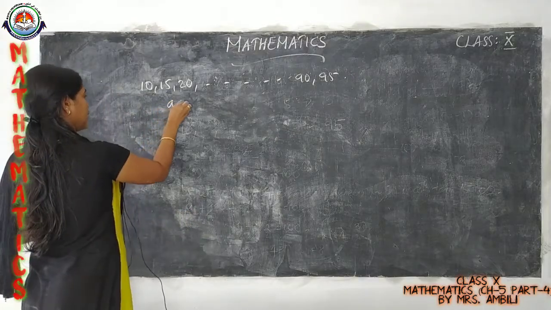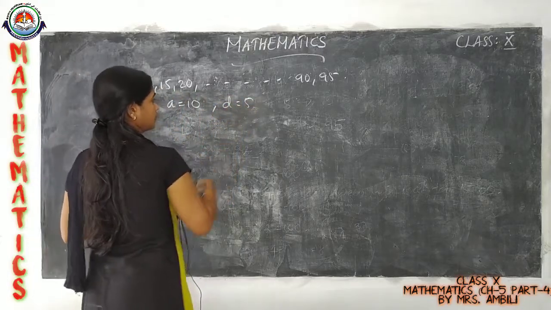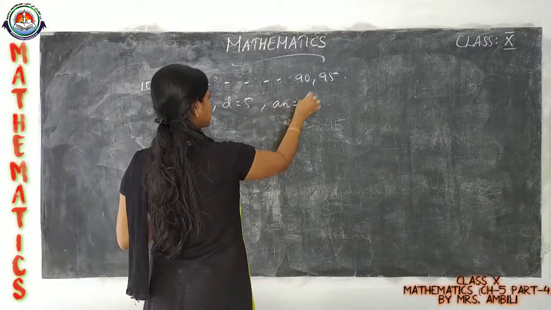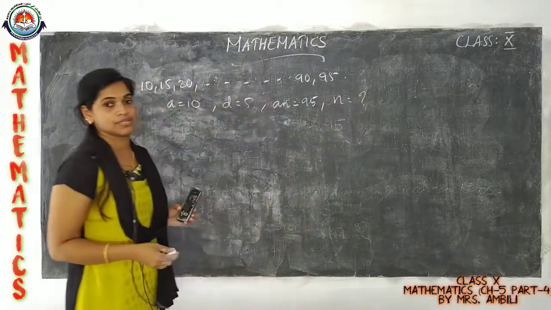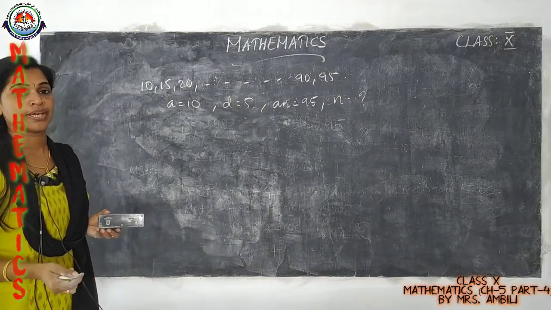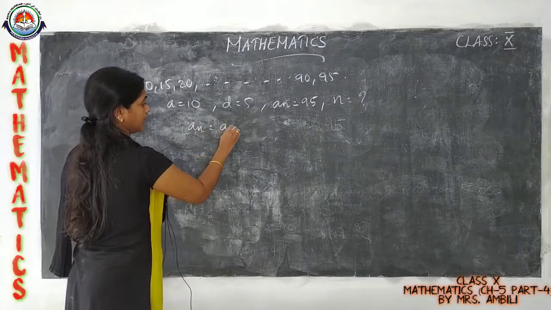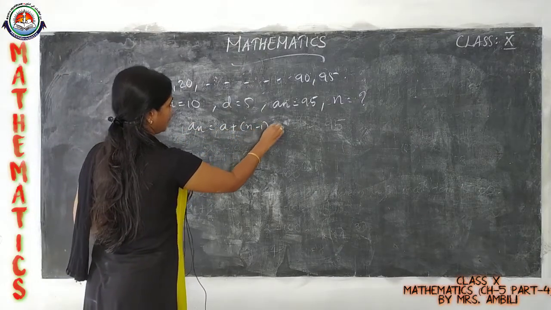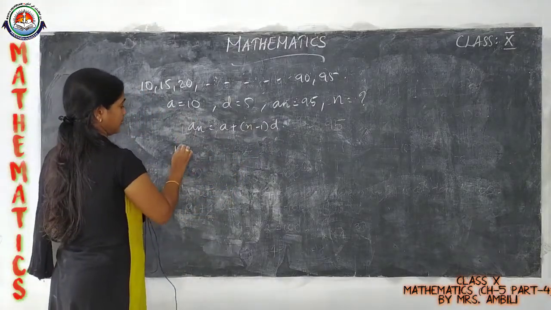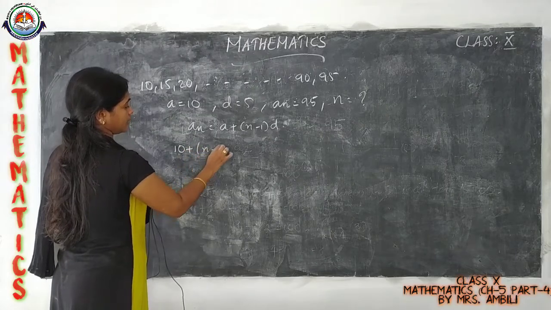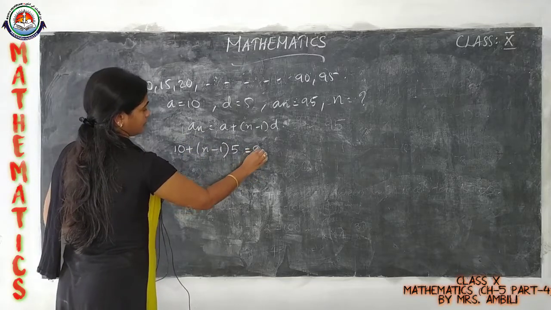So what is A? A equal to 10. What is D? D equal to 15 minus 10, 5. What is AN? 95. What we need to find out? Number of terms n. Okay. Then we can use the formula nth term of an AP, AN equal to A plus (n minus 1) into D. Can apply the values. A equal to 10 plus (n minus 1) into D, 5 equal to AN 95.